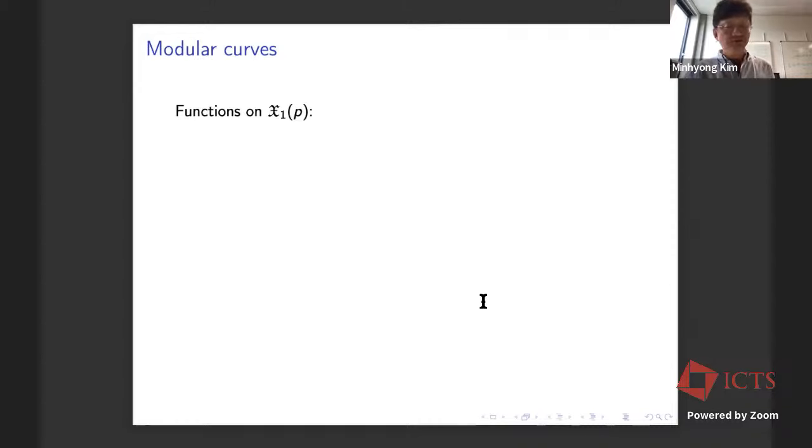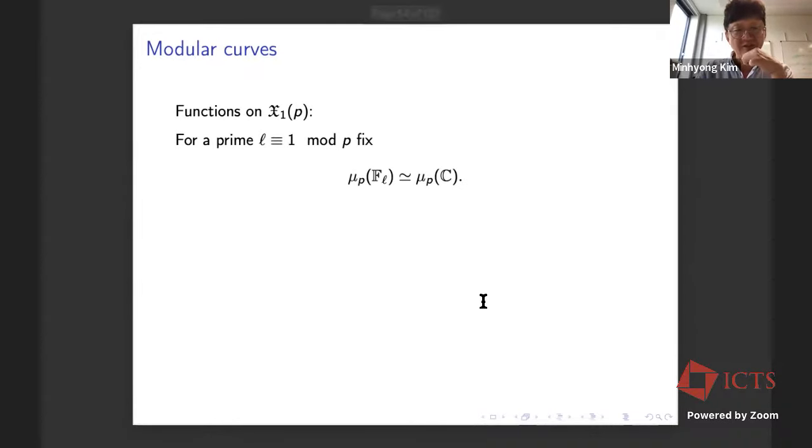Here are some other functions. This is also probably well known, but I haven't really seen them in the literature. So here's a function on X_1(p). Here you'll have an elliptic curve together with a p-torsion point. In that case, one interesting function is you can take a prime ℓ congruent to 1 mod p and fix an isomorphism between the pth roots of unity, which remember, with this condition, will be rational over F_ℓ, and the complex pth roots, for each one of these ℓ's.